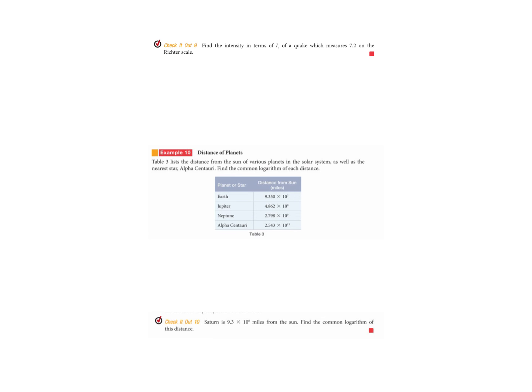In terms of initial intensity, what is the measure 7.2 on the Richter scale? So if I take 10 to the 7.2, it would be this number. Right? Great. And then this problem is talking about the distance between planets.